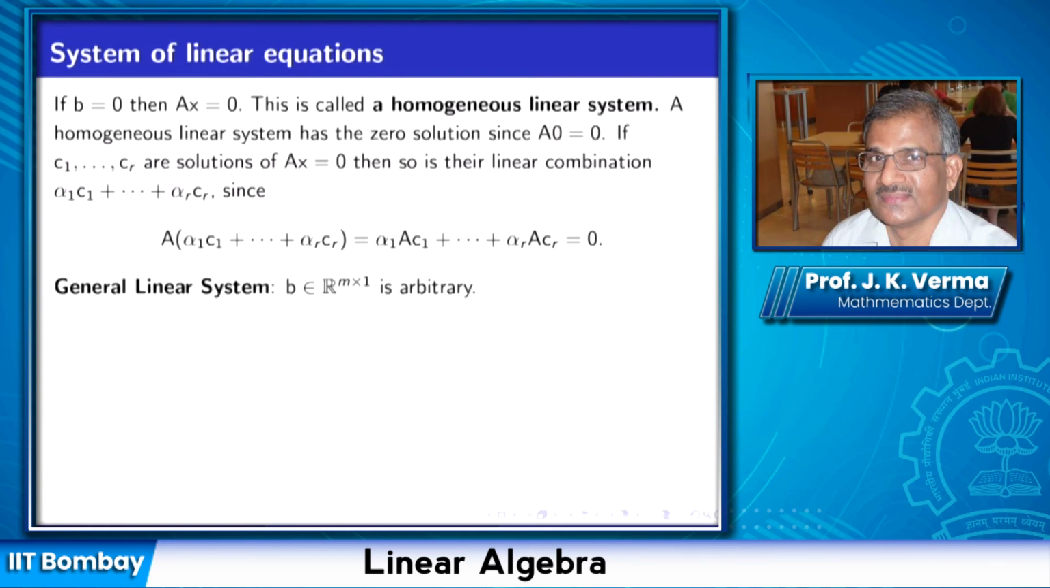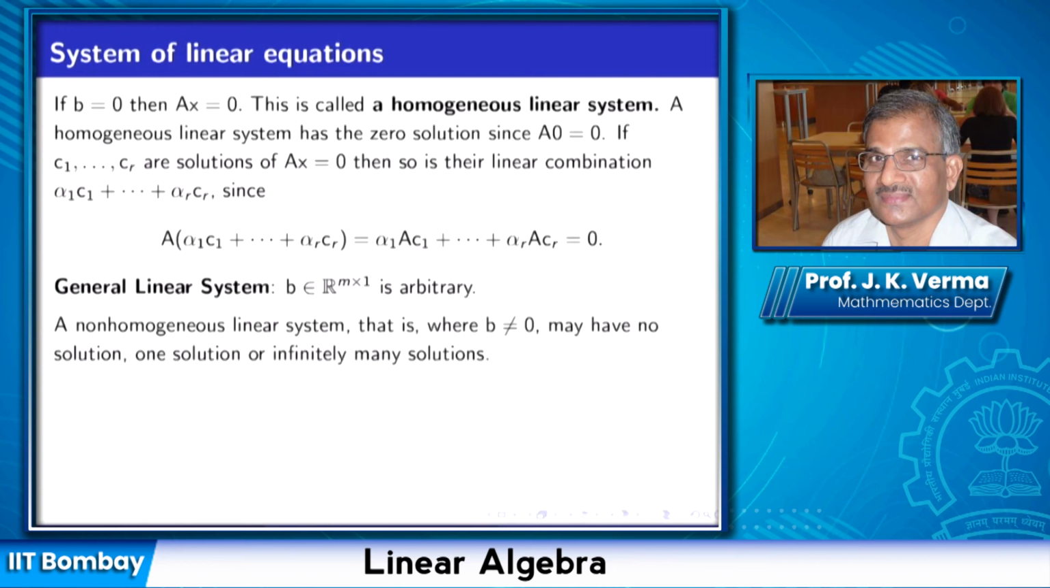A general linear system has B as an arbitrary vector, and this is called a non-homogeneous system if B is not equal to 0. Now, a non-homogeneous system may have no solution, one solution, or infinitely many solutions. This linear system, x1 plus x2 equal to 1 and 2x1 plus 2x2 equal to 1, doesn't have a solution because these two linear equations represent two lines, and these are parallel lines because their slopes are equal. So two linear equations in two unknowns may have no solution.